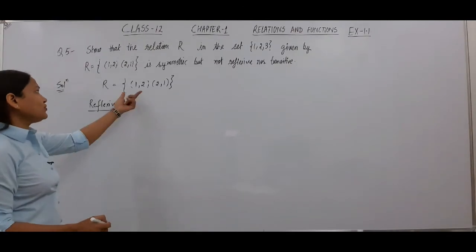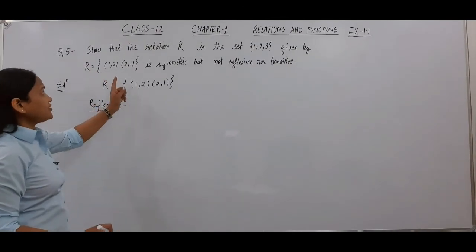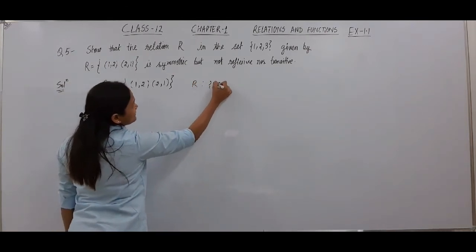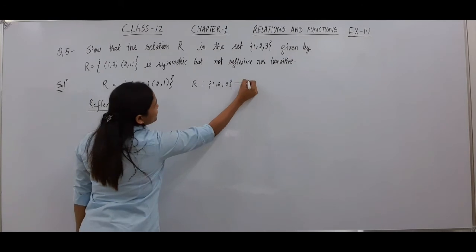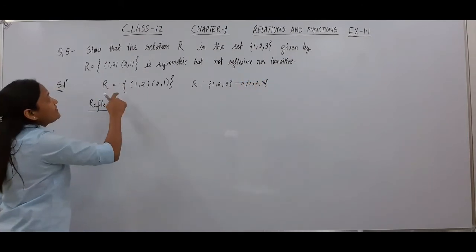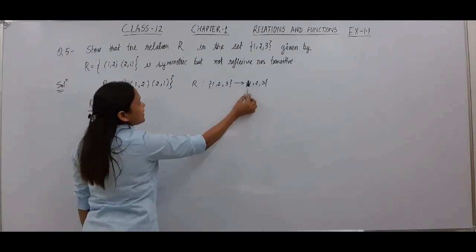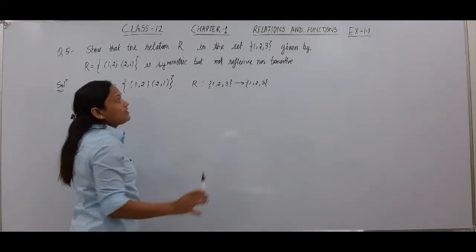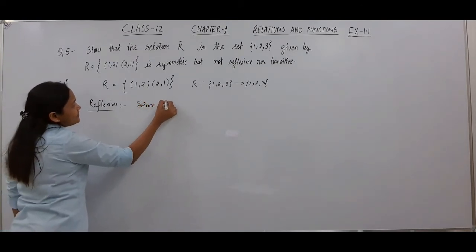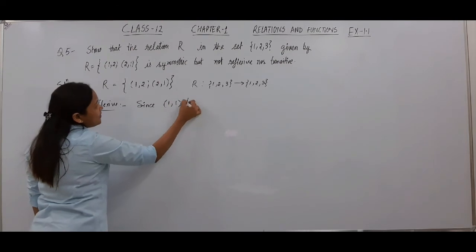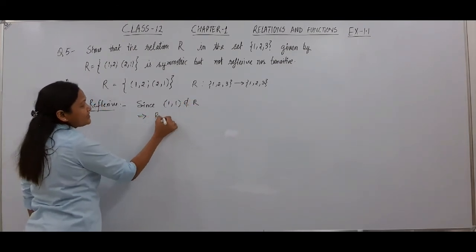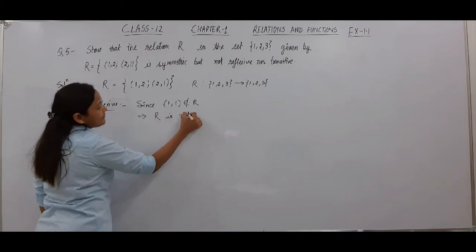आपको ये दिखाना है, बट आपको ये शो हो रहा है क्योंकि your relation R is from this set 1, 2, 3 to 1, 2, 3. So for this relation to be reflexive, 1 should be related to 1, 2 should be related to 2 and 3 should be related to 3. So since 1 does not belong to this relation, that is more than enough to conclude that your R is not reflexive.